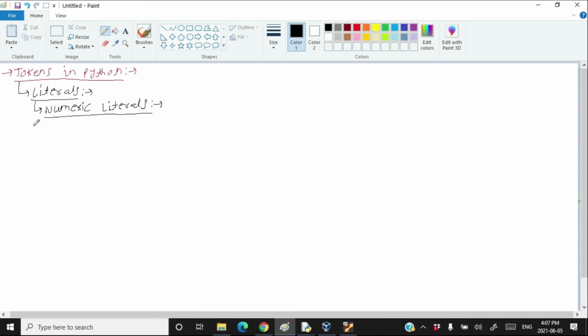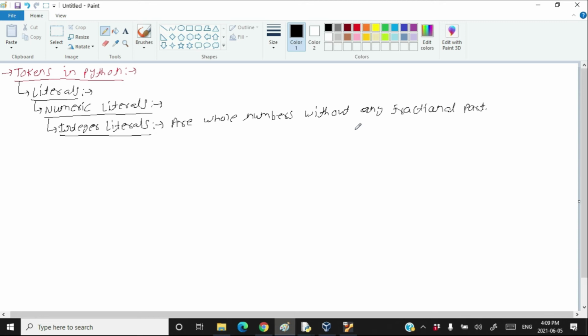The first type of numeric literals is integer literals. Integer literals are whole numbers without any fractional parts. An integer constant must have at least one digit and must not contain any decimal point.